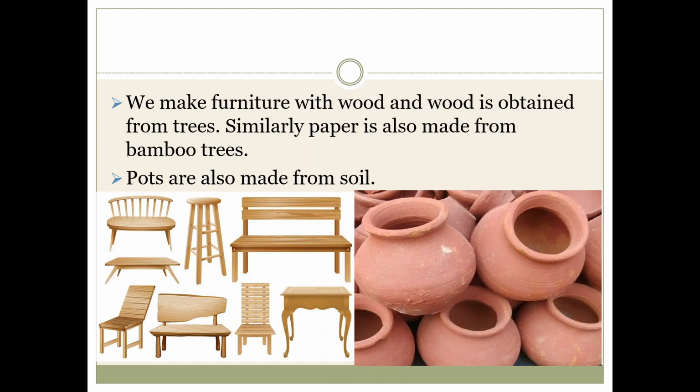We make furniture with wood, and wood is obtained from trees. Similarly, paper is also made from bamboo trees. Pots are also made from soil.